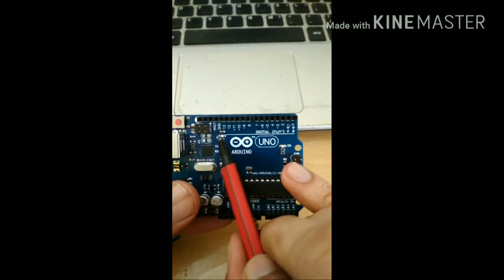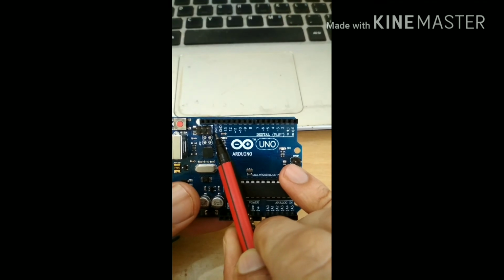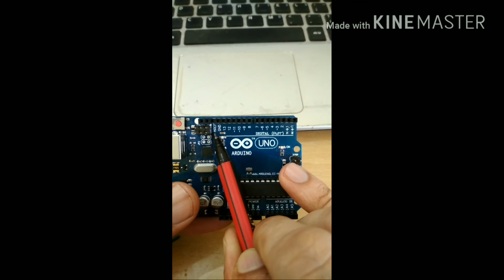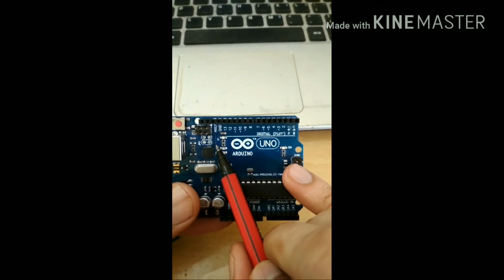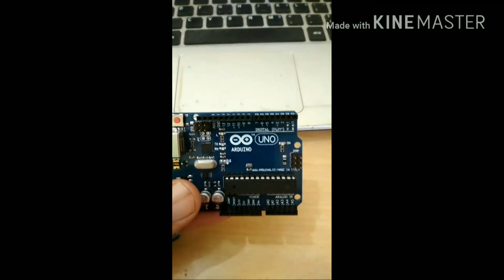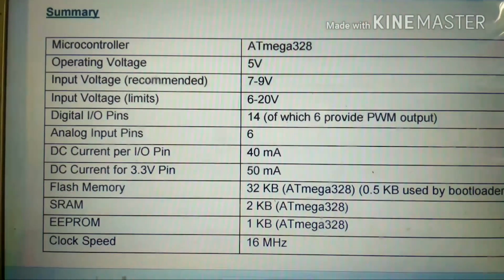Then AREF. The first pin on the digital pin side is AREF, that stands for analog reference. It is sometimes used to set an external reference voltage as the upper limit for the analog inputs. That was a brief summary about the Arduino board.